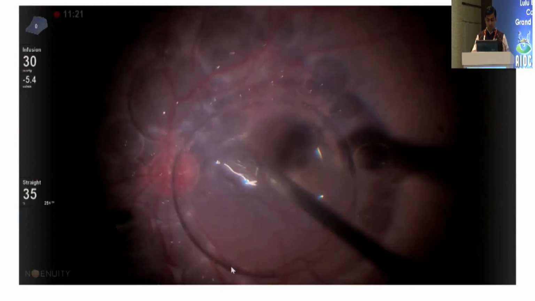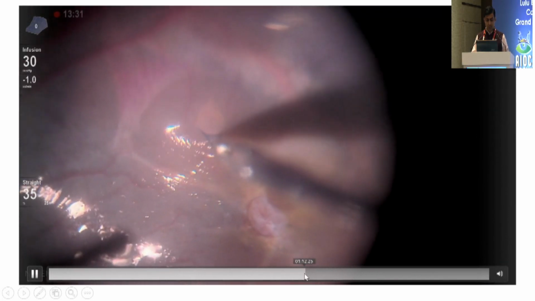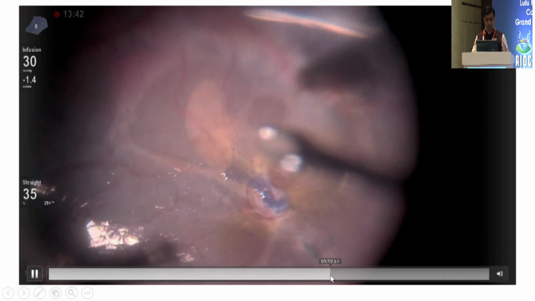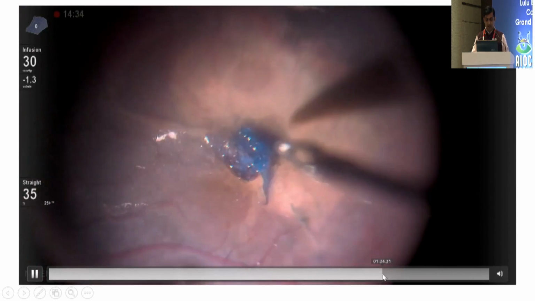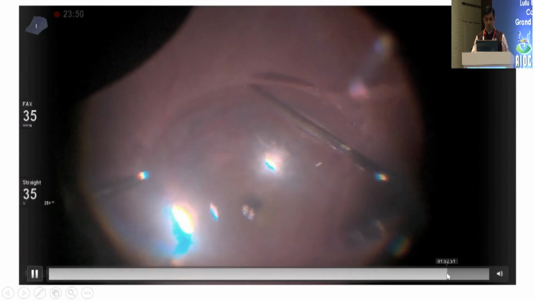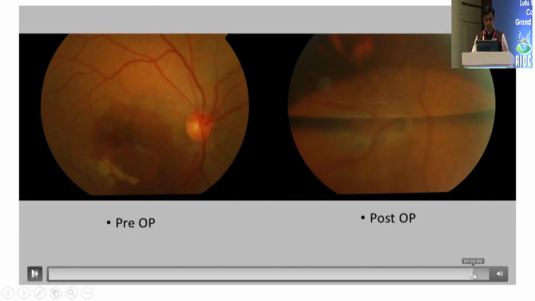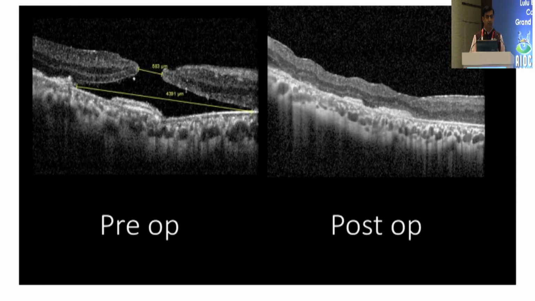So the only option left to me was to put a PFO, stain the ILM, and then as I said earlier, I did a multi-layered inverted ILM peeling and tried to stuff these petals inside the MAC hole and did a meticulous fluid air exchange. And finally, you can see this is the pre-op, post-op, even the OCT, and the patient is doing well.